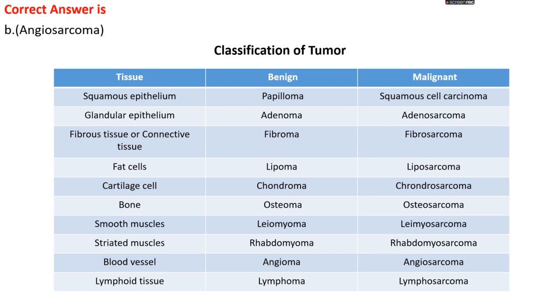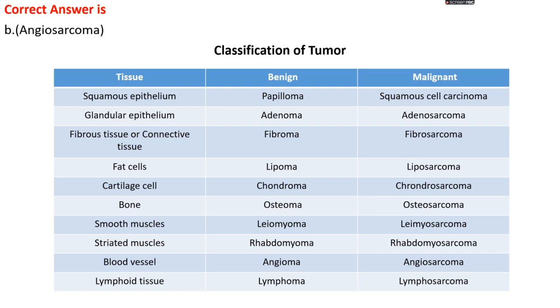A fat cell malignant tumor is known as liposarcoma. A cartilage cell benign tumor is known as chondroma. Its malignant tumor is known as chondrosarcoma. A bone benign tumor is known as osteoma, and its malignant tumor is known as osteosarcoma. A smooth muscle benign tumor is known as leiomyoma, and its malignant tumor is known as leiomyosarcoma.